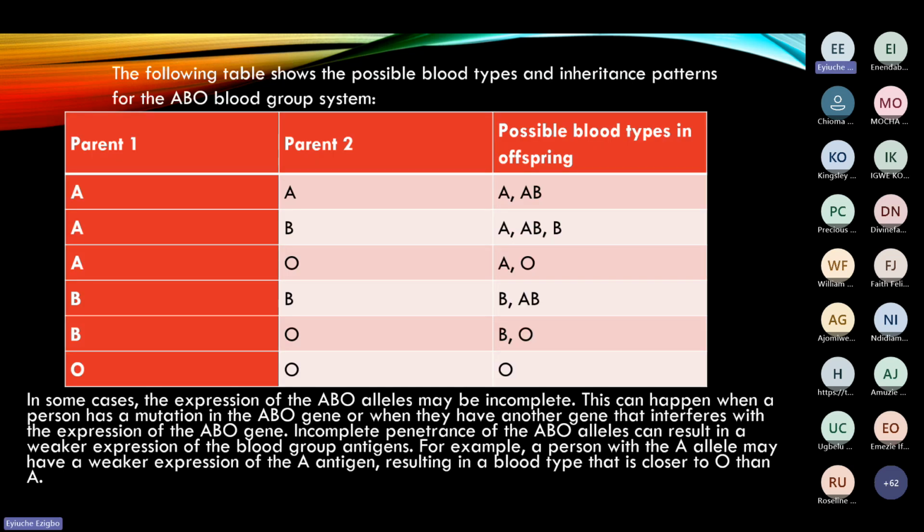When you look at this table now, it shows the possible blood types and inheritance patterns for the ABO blood group system. Now, look at what we were trying to say earlier. You see parent 1, parent 2, and then the possible blood type in the baby or the child. So if one of your parents is blood group A and the other one is blood group A, the possibilities are that you may be A or AB. Then if one of your parents is A and the other parent is B, the possibilities are that you can be A, AB, or B.